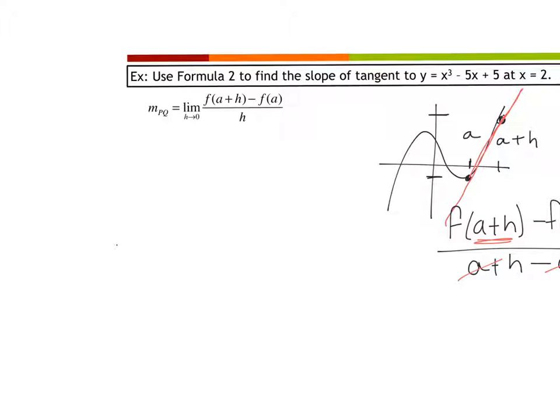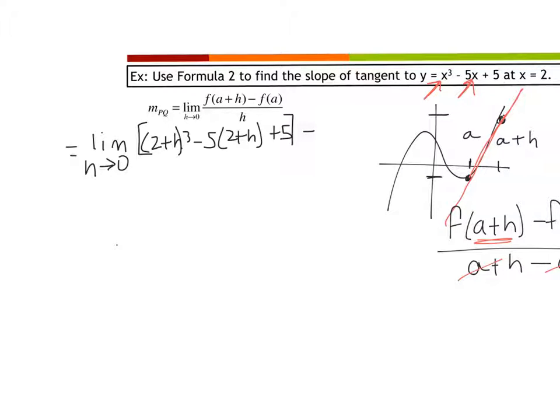So if I start doing this, it's going to be a long one, guys, as I said. It's long, and I know it's long because of the a plus h. Remember that means 2 plus h, but here what that means is that 2 plus h goes into each of these x's. So it's 2 plus h cubed minus 5 times 2 plus h plus 5 minus, okay, so that's f of a plus h, and then f of a is that with 2 plugged in, right? So it's 2 cubed minus 5 times 2 plus 5.